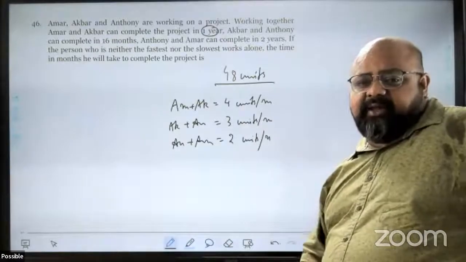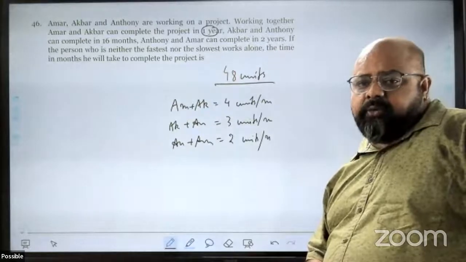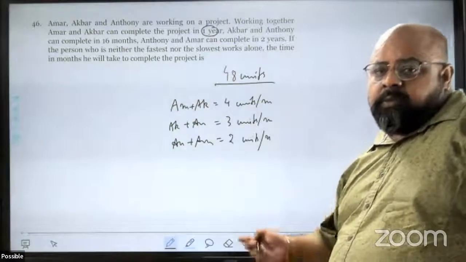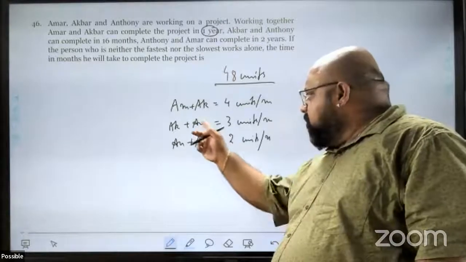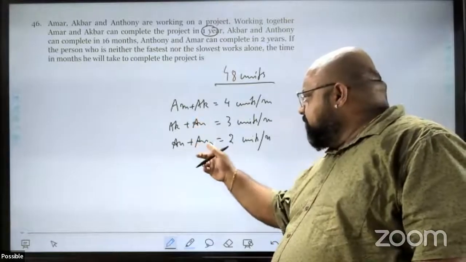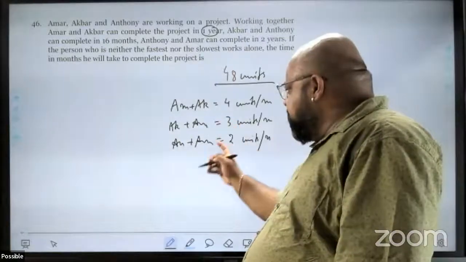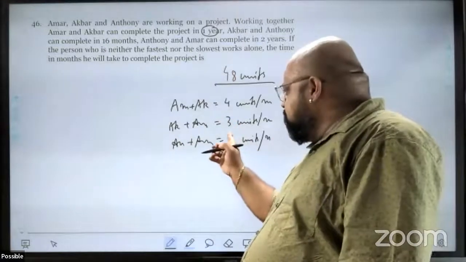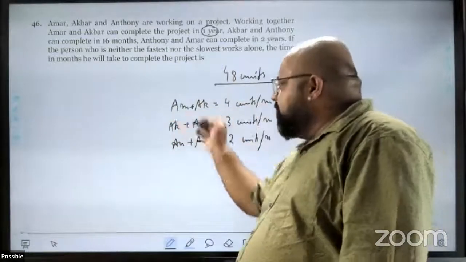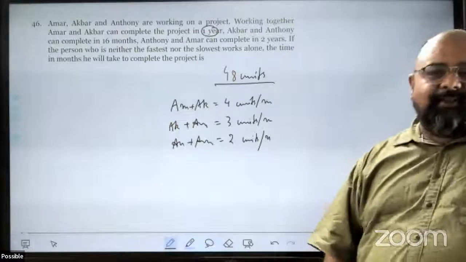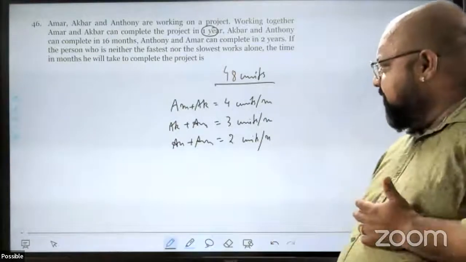If I try to directly figure it out, what I can do is, suppose I look at 1.5, 0.5, 2.5. If I just do a bit of hit and trial, 1.5 and 0.5 is 2, 2.5 and 0.5 is 3, 1.5 and 2.5 is 4. So from here I know their efficiencies. The middle value is 1.5, right? And that will be the value that Amar has.